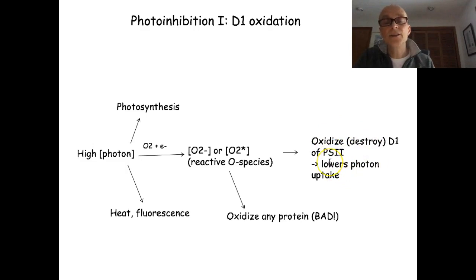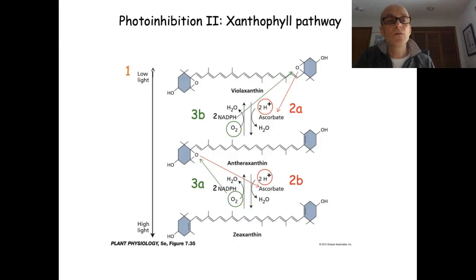So oxidation of the photosystem 2, that lowers the photon uptake. So that's one way how plants can deal with photoinhibition. So photoinhibition 1, D1 oxidation, right? That is one pathway. Second pathway of how to deal with too much light, and that's called the xanthophyll pathway.